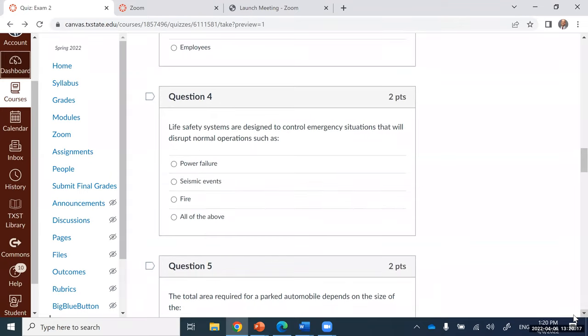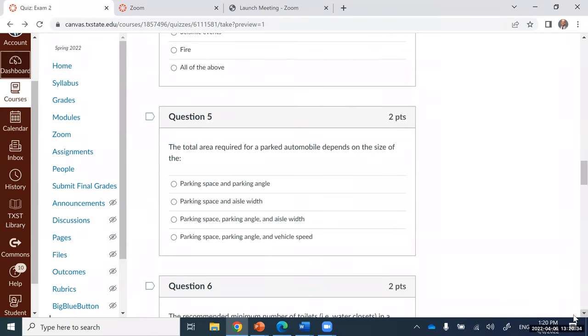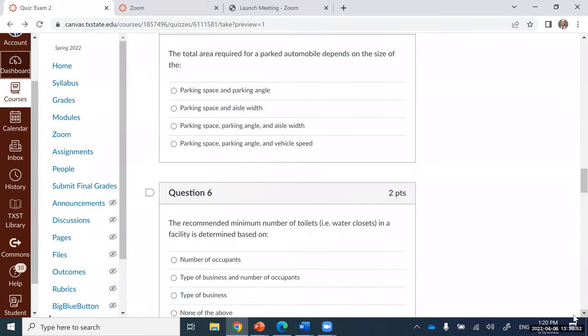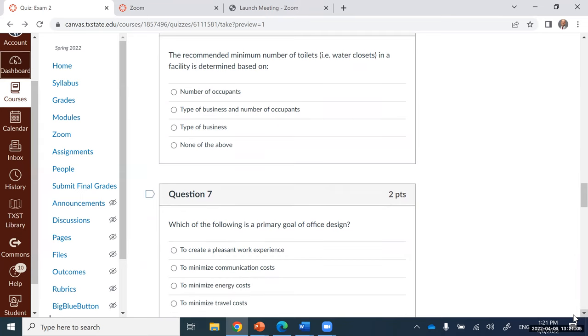Question three. Question four, life safety systems are designed to control emergency situations that would disrupt normal operations, such as all of the above: power failure, fire, seismic events. Question five, the total area required for parking automobiles depends on the size of the parking space, the parking angle, and the aisle width. Question six, the recommended minimum number of toilets in a facility is determined by the number of occupants and the type of business.